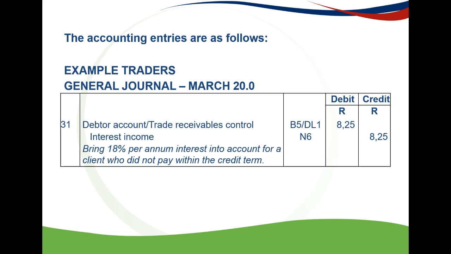So when we make the recording of these transactions, we must always remember that the debtor's account in the trade receivables ledger needs to be adjusted as well. So therefore, we're going to debit the specific debtor's account. We're going to debit the trade receivables control account in the general ledger with R8.25. And then we're going to credit our interest income account with R8.25. Because remember, our interest income is an income, and we said income accounts increase on the credit side. So therefore, our interest income account will be credited with R8.25.